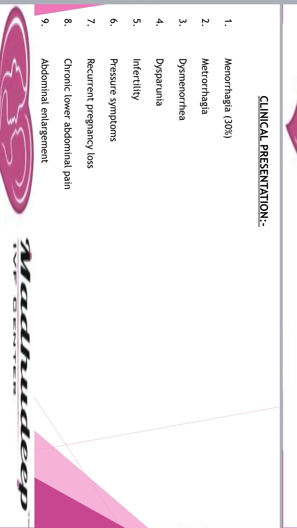So how do they present? Mainly with menorrhagia, metrorrhagia, dysmenorrhea, dyspareunia, meaning painful menstruation. Submucous leads to infertility, pressure symptoms, recurrent pregnancy losses. So infertility, pressure, RPL mainly occur with submucous fibroid. Due to heaviness, it leads to chronic abdominal pain, and if it gradually increases in size, it leads to abdominal enlargement.